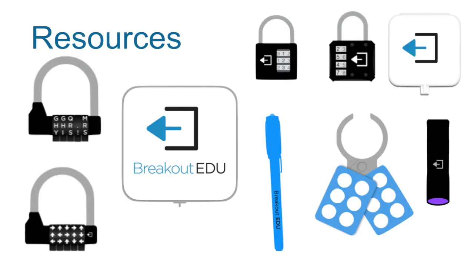This game is intended to be an introduction to the French and Indian War, so no prior knowledge is needed. The clues will be given sequentially to the students so that they learn about the war in chronological order. The resources you need for this breakout are the large and small breakout boxes, the letter lock, the directional lock, the 3- and 4-digit lock, the invisible ink, the hasp, and the UV flashlight.